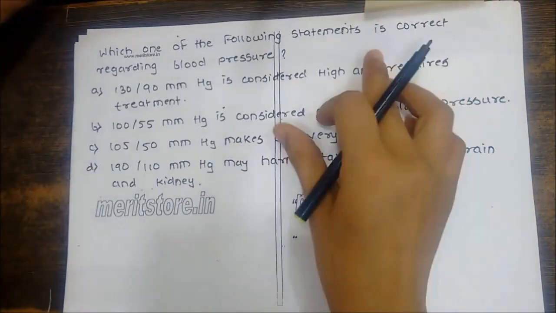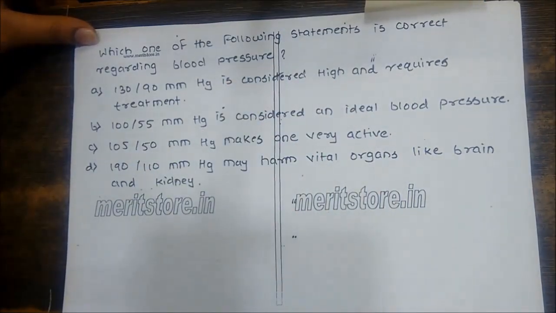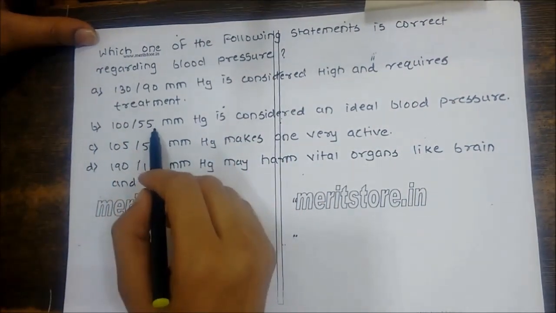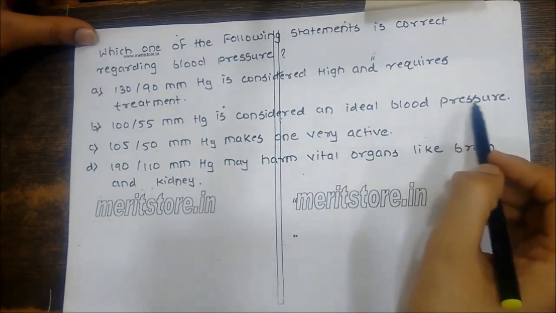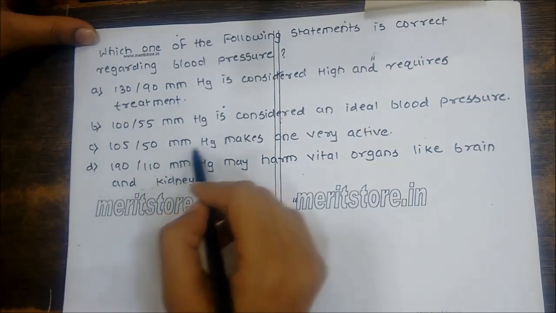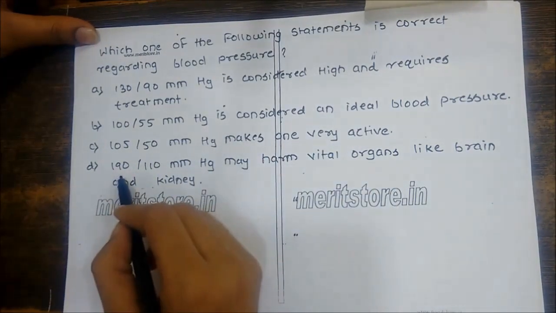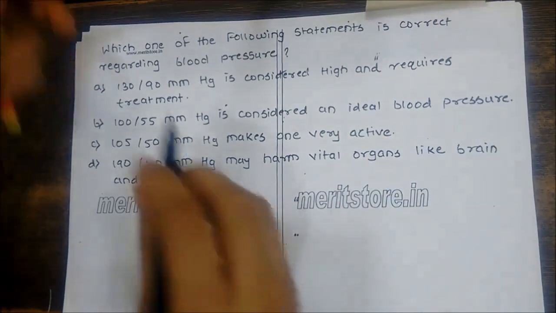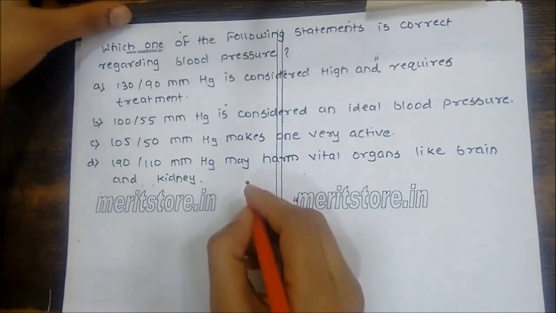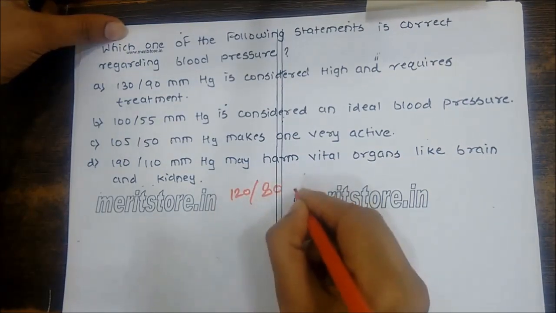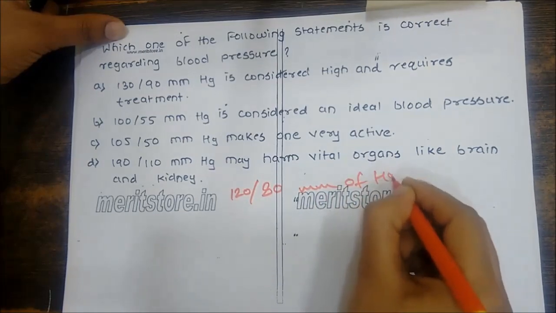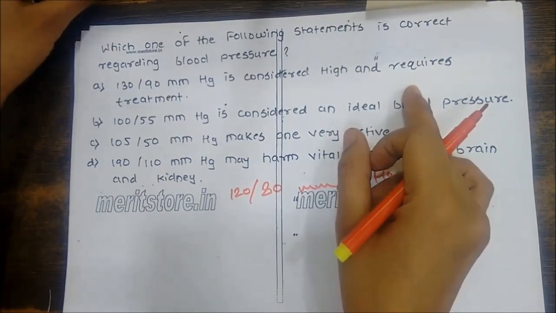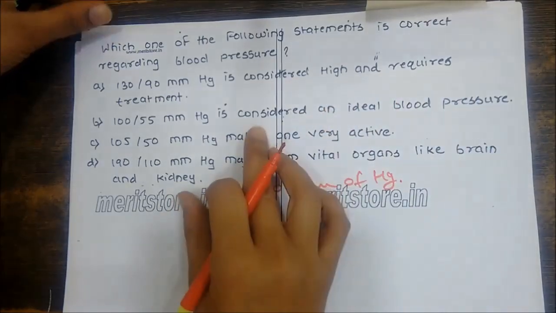Which one of the following statements is correct regarding blood pressure? A. 130 by 90 mm of Hg is considered high and requires treatment. B. 100 by 55 mm Hg is considered an ideal blood pressure. C. 105 by 50 mm Hg makes one very active. D. 190 by 110 mm Hg may harm vital organs like brain and kidney. The normal BP of the human body is 120 by 80 mm of Hg. So 130 by 90 mm Hg is considered high and requires treatment? It is not much high, and it does not require treatment.